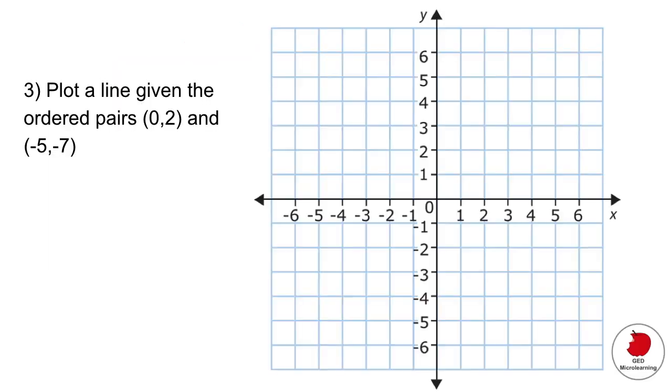All right, question 3. It says, plot a line given the ordered pairs (0, 2) and (-5, -7). You have to remember that in the GED, aside from multiple choice questions, you will have questions where you have to actually interact with an image, maybe plot a line, and so forth. So pay attention to these questions as well.